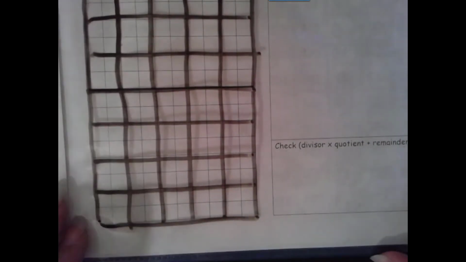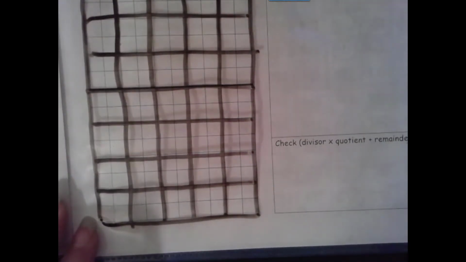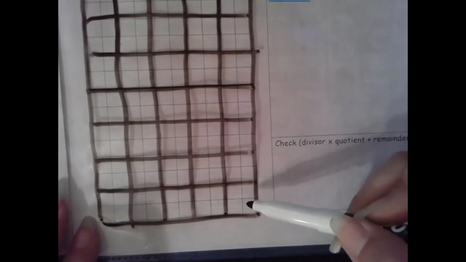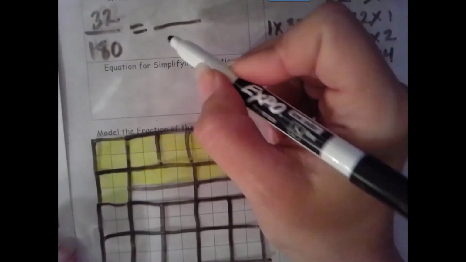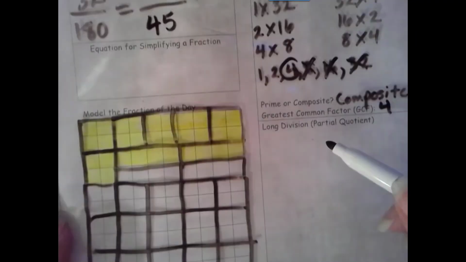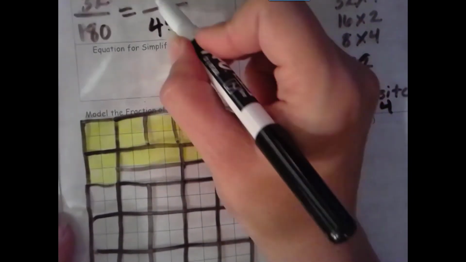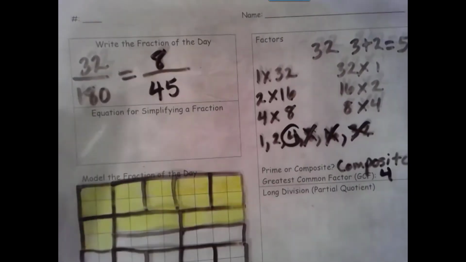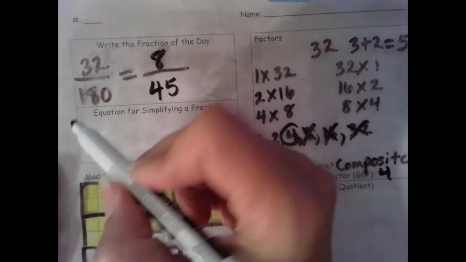So now that we found all our groups of 4, let's go ahead and count them up to find our new denominator. I have 5 in each row, so I'm going to count by 5s. 5, 10, 15, 20, 25, 30, 35, 40, 45. I have 45 total groups, and the amount shaded in, I have 5, 6, 7, 8. 8 groups shaded in. So I did my division with my model.